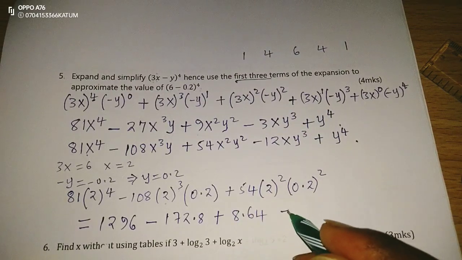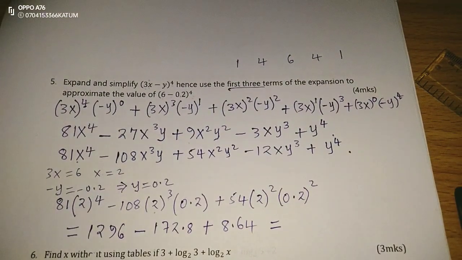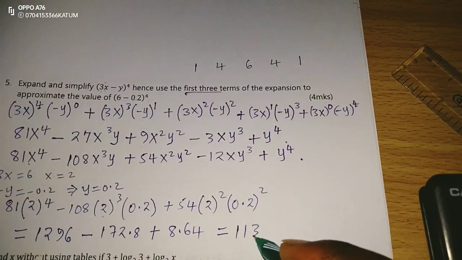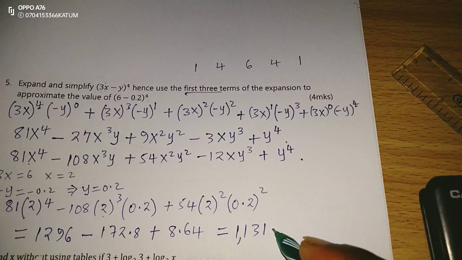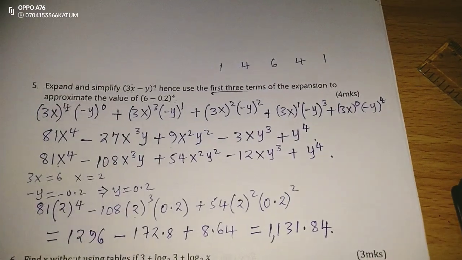Now we can compute the value of this: 1296 minus 172.8. Then we add 8.64. This is going to give us 1131.84 to 2 decimal places.